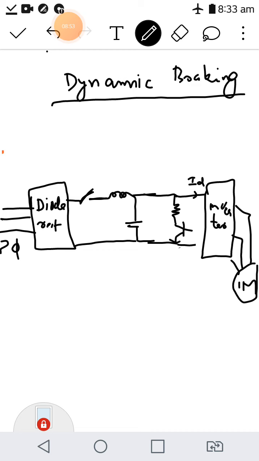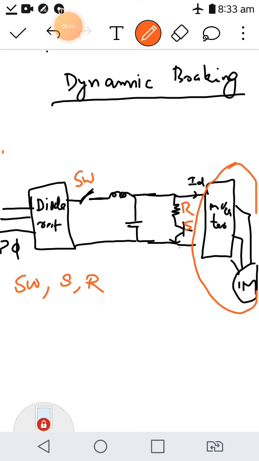If you look at this part, an inverter feeding an induction machine, this is a normal VSI fed induction motor drive. In this arrangement, the switch SW, the switch S here, and this resistor R are for the dynamic braking. Switch S and R are connected in series for the dynamic braking. Normal operation happens like this: SW is closed, switch S is open, and the normal motoring operation happens like in every VSI fed induction machine.